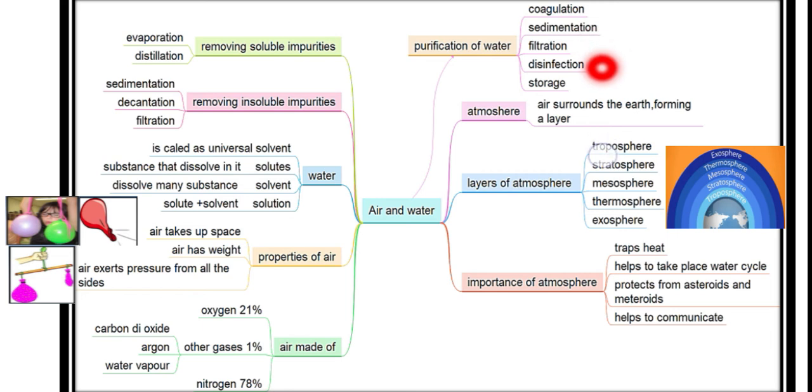Disinfection. A small amount of chlorine is added to kill any bacteria or other germs that may be present in water. The last stage is storage. Water is stored in a closed tank. This water is then supplied through a network of pipes to houses, factories and hospitals. So these are the stages of purifying water.